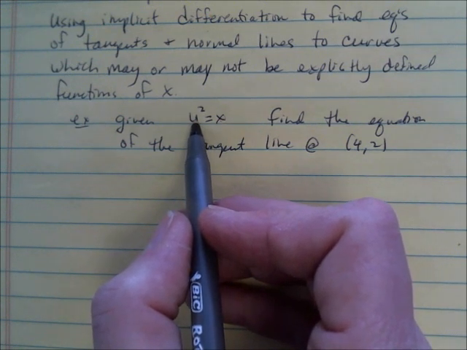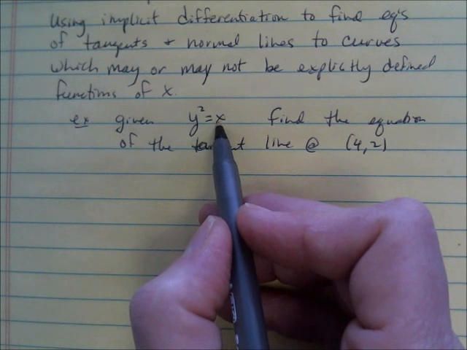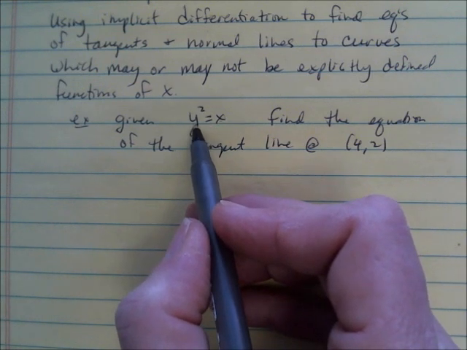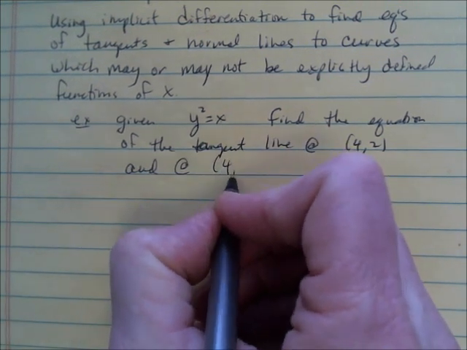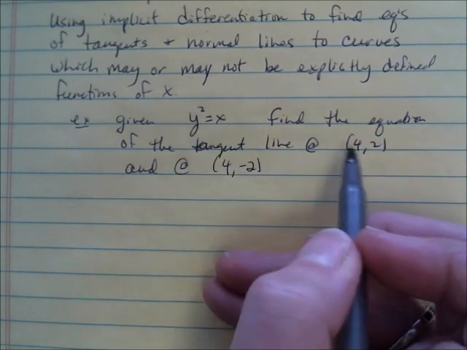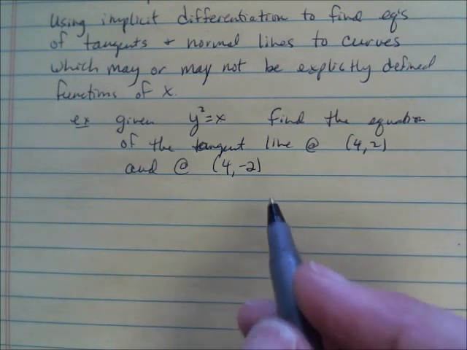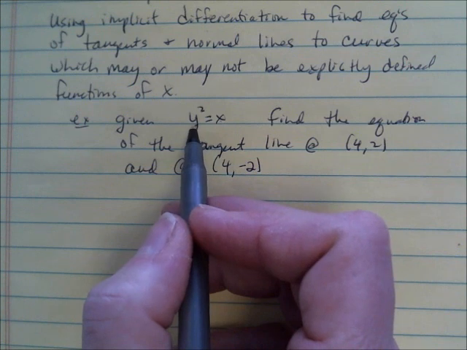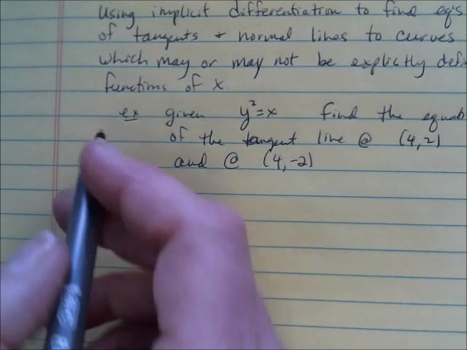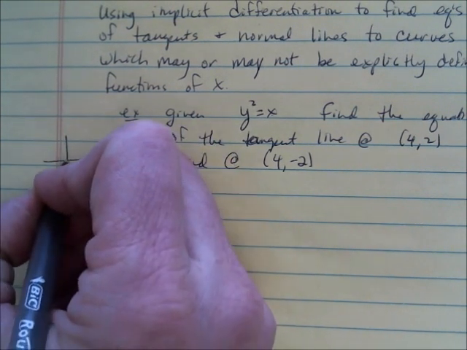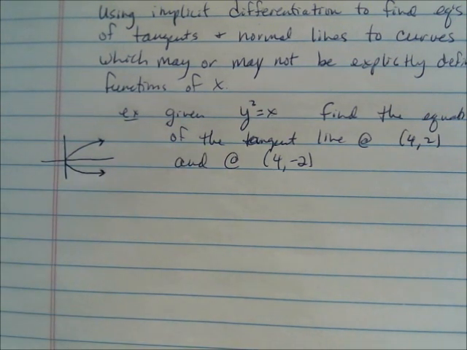And then we're also going to find the equation of the tangent line at (4, -2), because when x is equal to 4, y could also be equal to -2, because -2 squared is also 4. That's why this is not a function, because for one given x value, you could have two different y values, 2 or -2. Y squared equals x is just a parabola that's been turned on its side. It's a C-shaped parabola. If you wanted to see a little sketch of that, it would look like this. It's just a 90-degree rotated parabola.